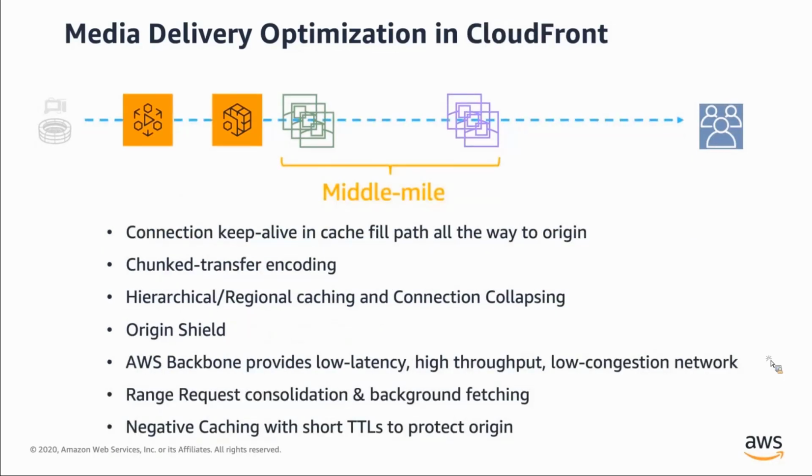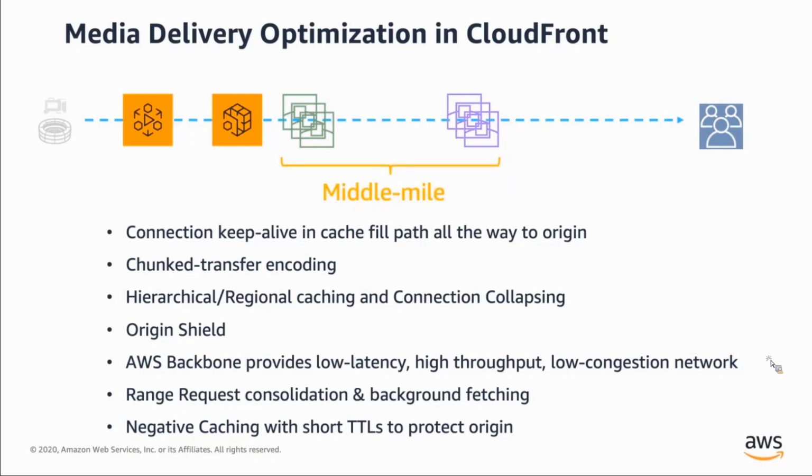In the middle mile, this is where CloudFront comes in. So there's a lot of ways that CloudFront can optimize how we get content from the origin to the edge. We do things like use HTTP keep-alive connections from the edge to the origin so that cache fills are optimally performed. We support things like chunked transfer encoding, and so this is really useful in things like live delivery or low latency applications. If content is still being processed by an encoder, it can still be delivered and streamed out to the edge. Again, we have techniques like hierarchical and regional caching.